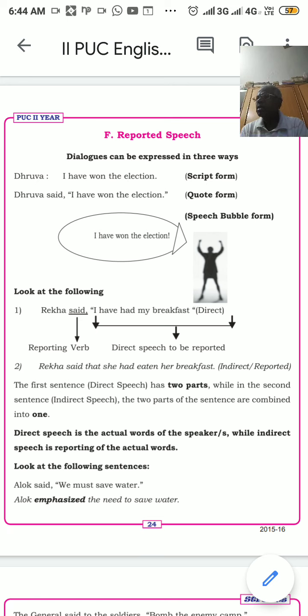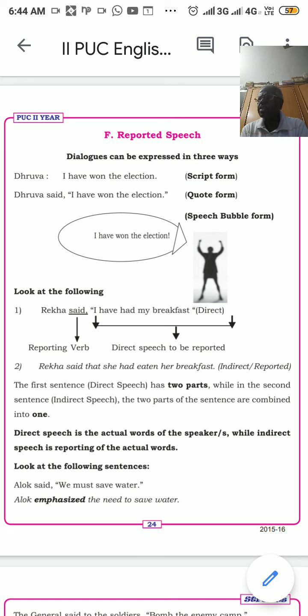Example, Dolma says. Says is present tense. "I can climb any mountain." Dolma says, "I can climb any mountain." Says is present tense. Can is present tense. So it remains as it is.